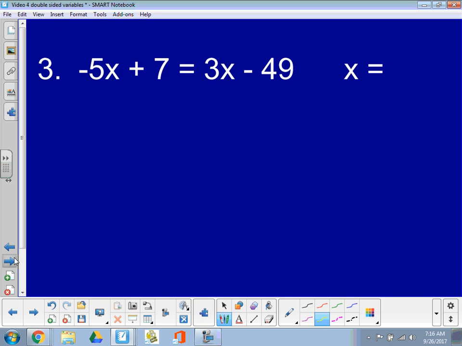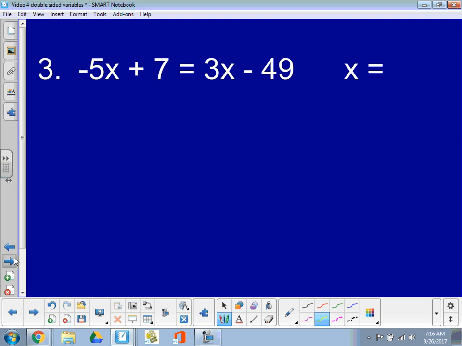Last question. Take a moment, try to work this one out. You can either eliminate the negative 5x. If you did that, you would add 5x to both sides. Or you can eliminate the 3x, where you would subtract 3x from both sides.